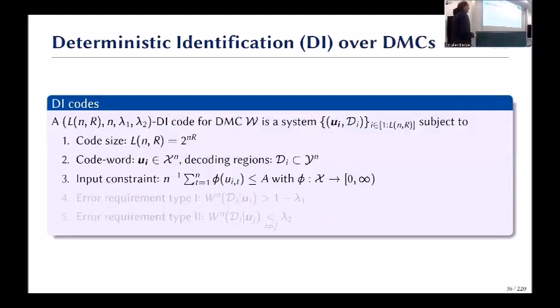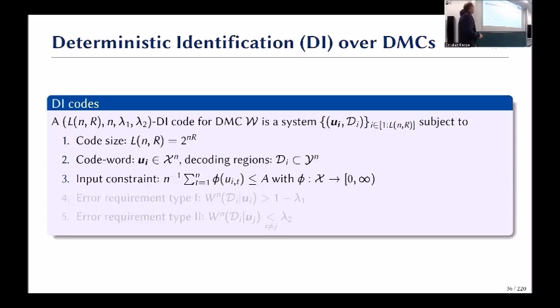Again, if you remember what we did in the very first part, we defined a transmission code like Shannon did. Now we define a DI code, a deterministic identification code. So here we use L(n,R), that's the code size, it's a special notation. Later you will see why I use this notation, because here you see also how the messages are growing. So we assume that they grow with 2 to the nR. n is again the block size.